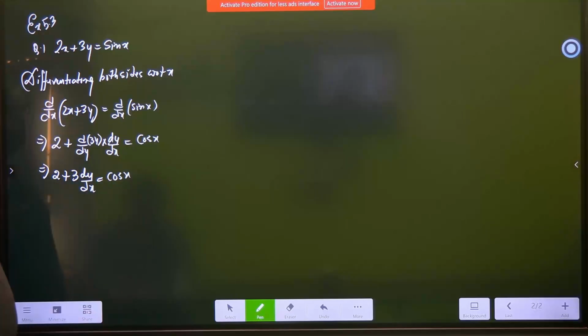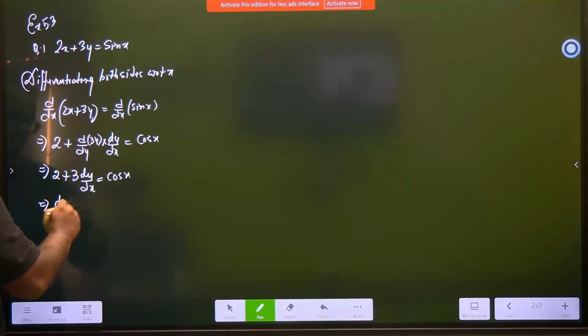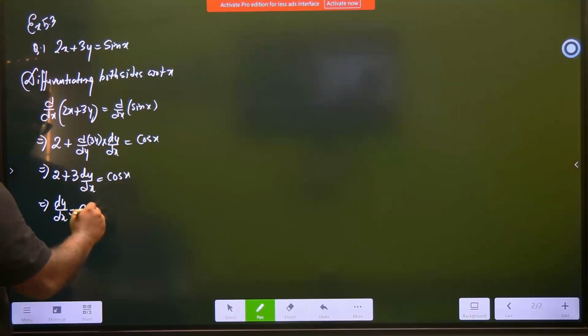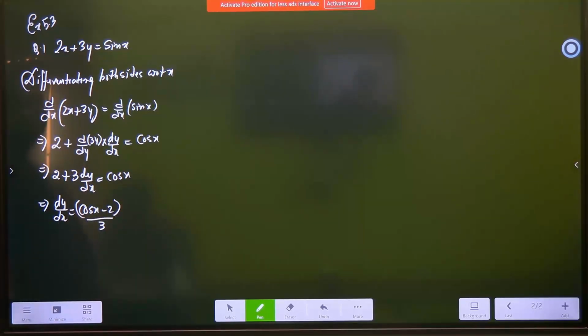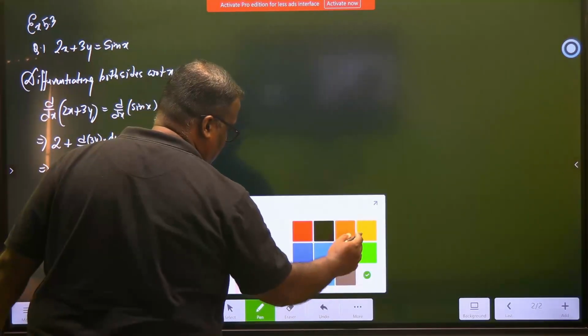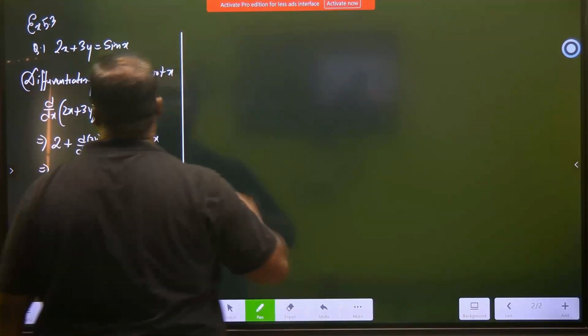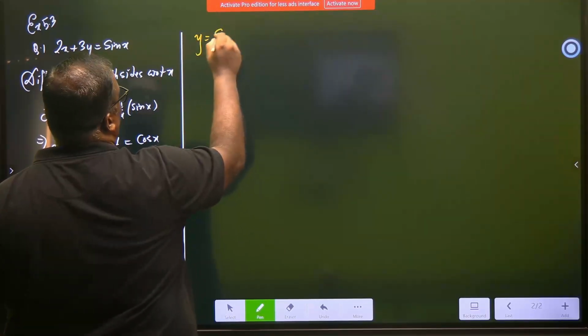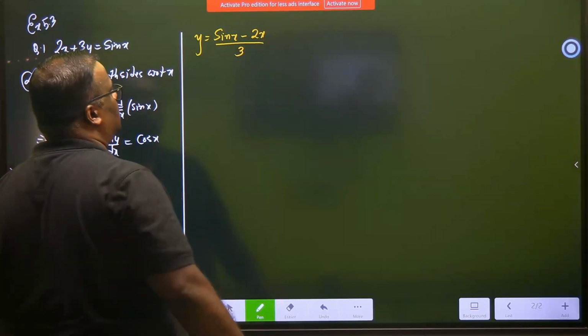Sir, in the beginning, would we rearrange the equation to have a dy on the left? You can do that. Still, you will get the same answer. We'll do that also. So dy by dx is equal to cos x minus 2 whole thing divided by 3. Okay? Let's do by the way you suggested. y is equal to sin x minus 2x upon 3. Okay?